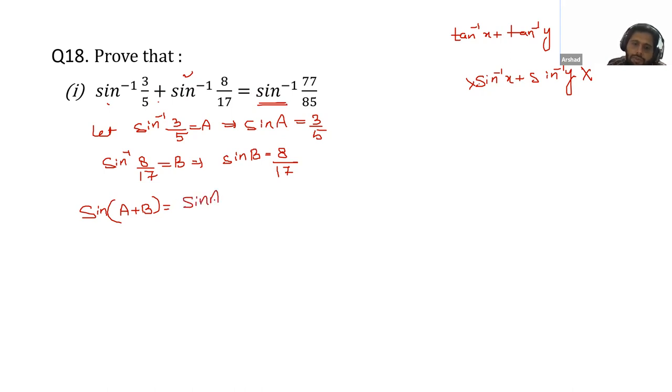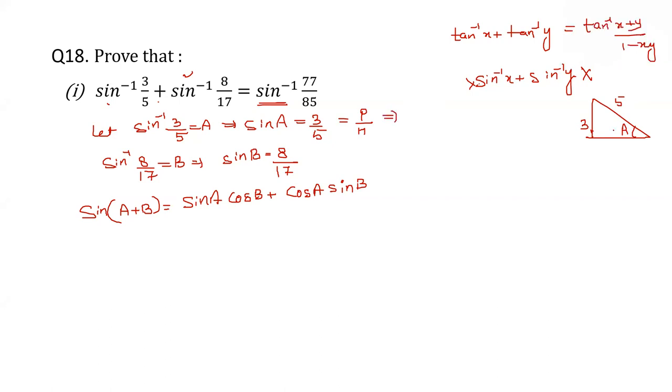Now, what is the formula? Sine A cos B plus cos A sine B. We have sine A, but we need cos A. So sine A is perpendicular by hypotenuse. This is the triangle, this is angle A. Perpendicular is 3, hypotenuse is 5. So what will be the base? 4. Very good. What we need here is cos A. Cos A is base by hypotenuse, so cos A is 4 by 5.